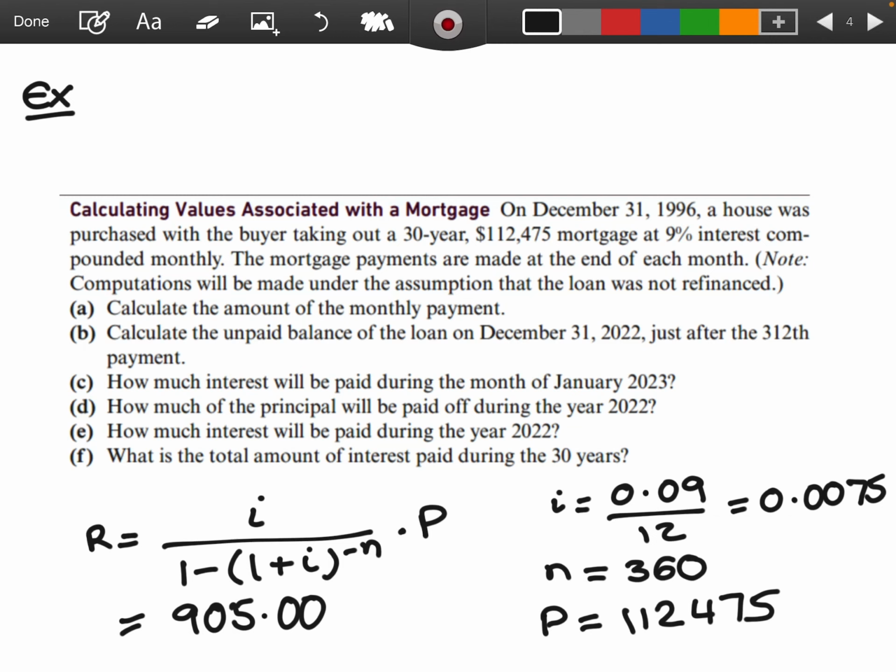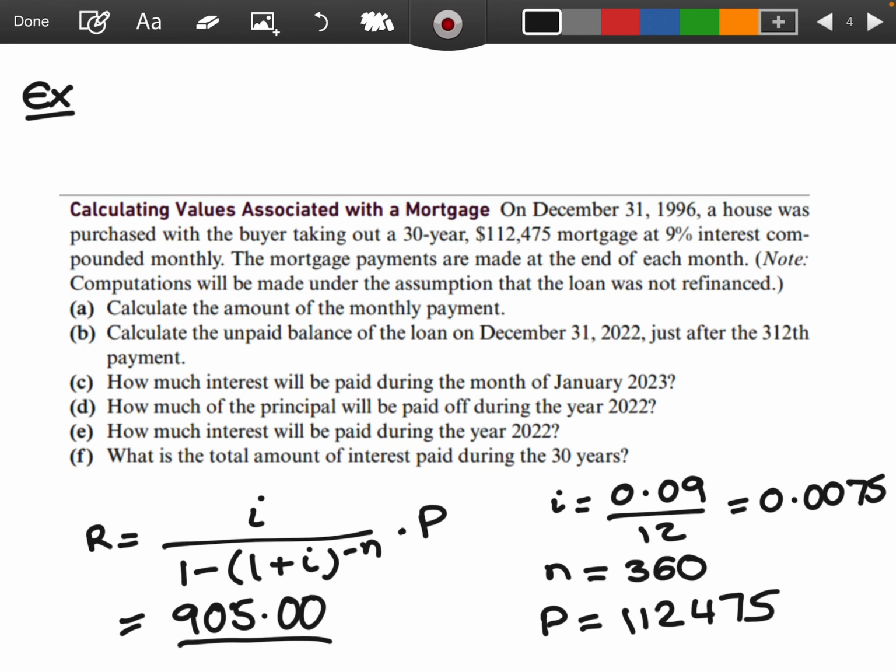So the amount of the monthly payment is $905. It actually rounds out to 0.00 if you round to 2 decimal places. Again, you can do this on the calculator on TVM solver. Your present value would go in as a positive, your future value would be 0, and then the payment that you get back, this value here will just come out as a negative.